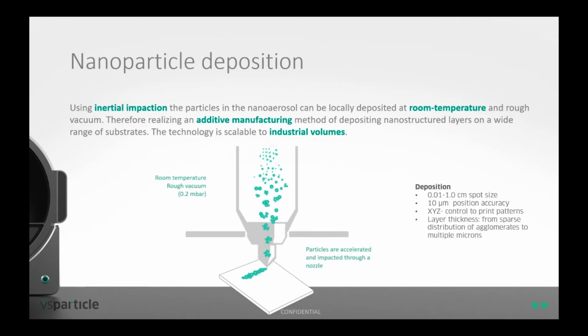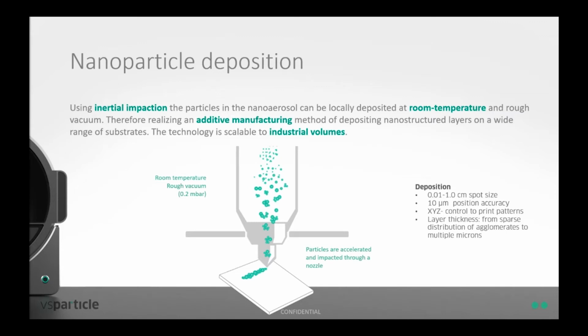We have a 10 micron position accuracy, and via an XYZ control, we can print any type of pattern. And if we adjust, for instance, the print speed, we can adjust the layer thickness from a sparse distribution of agglomerates up to several microns thick layer.